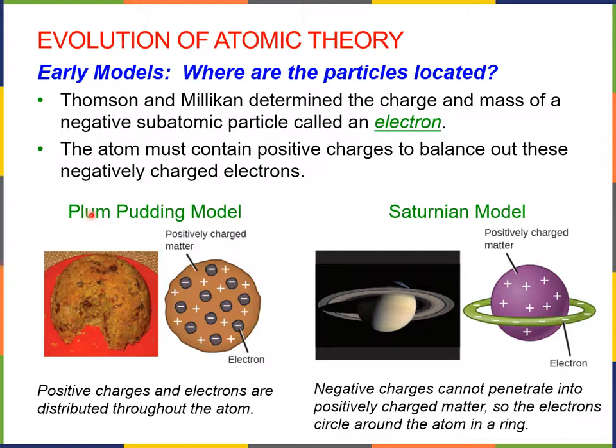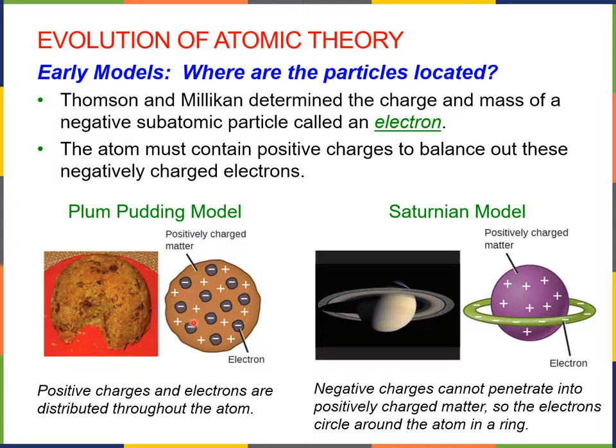This plum pudding model actually is often attributed to J.J. Thomson, who discovered the mass to charge ratio of the electron. It turns out, while he was right about the electron, he was not so right about the nucleus. Plum pudding is a very British sort of dessert, not actually much of a pudding. It's more sort of like a soft cake-ish kind of thing, where, as you can see, these plums, these sort of dark colored fruits, are embedded within the rest of the pudding. And so the plum pudding model assumes that electrons are these negatively charged plums that are embedded in the positively charged pudding.